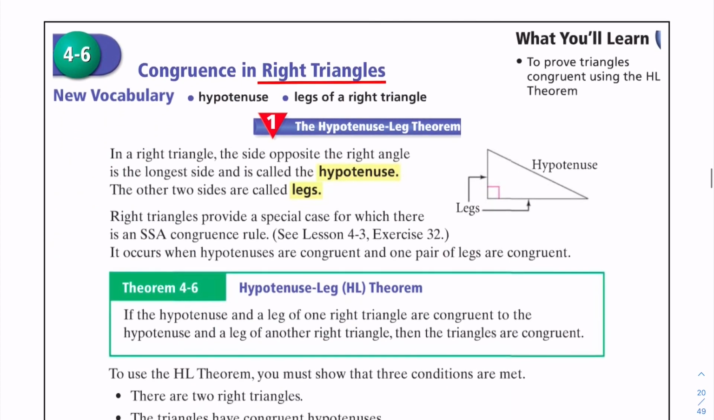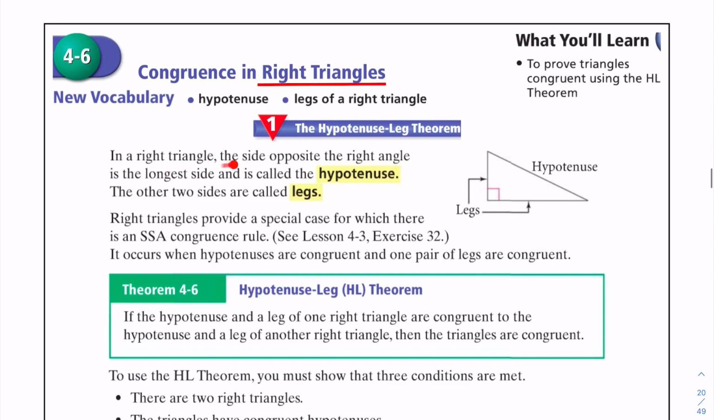The lesson today is on the congruence in right triangles. So if we have a right triangle that has a leg and a hypotenuse, here's your hypotenuse, it's always opposite the right angle. So in a right triangle, the side opposite the right angle is the longest side, and we call it the hypotenuse. The other two sides are called legs.